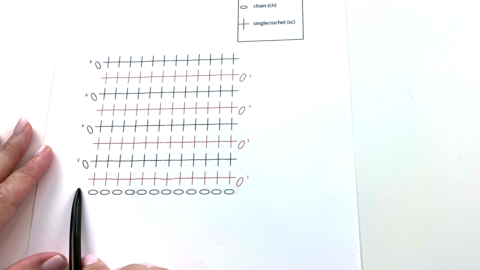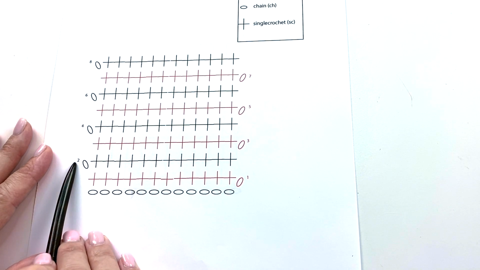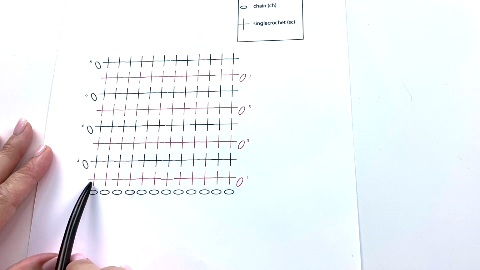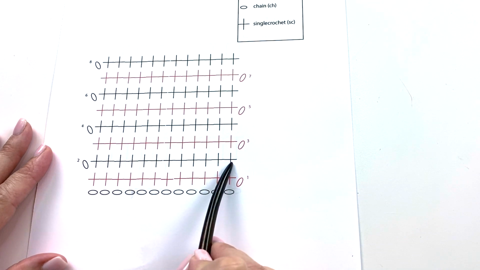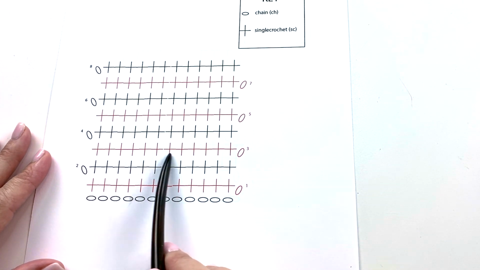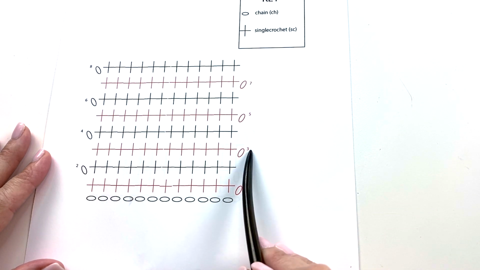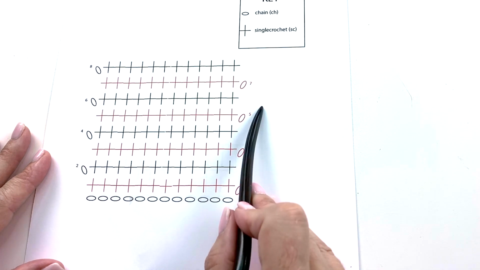So at the end of row 1, you'll see up here we change color again, and there's also another number. So this shows that this is the beginning of row 2 with a chain 1, then single crochet in each stitch across. And then for the remainder of this pattern, when we start a new row, we have the number written where the row starts, and then we have the number written where the next row starts.